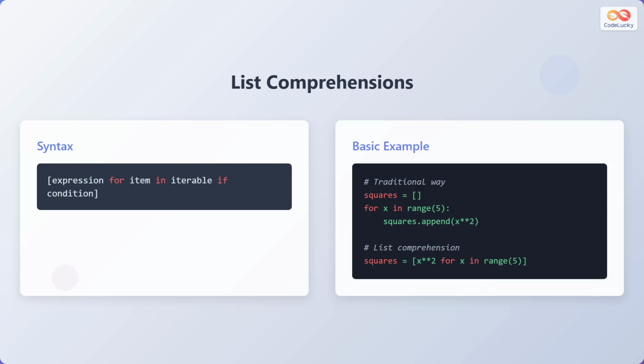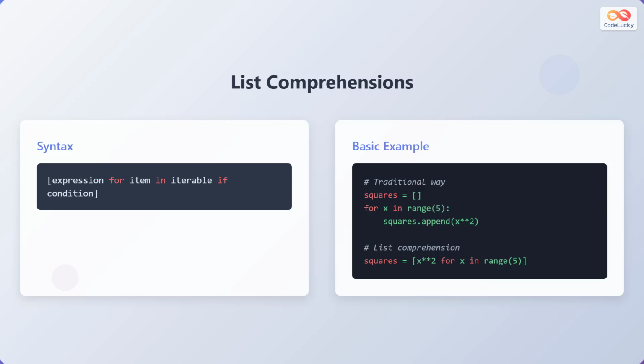List comprehensions are one of Python's most elegant features that allow you to create new lists in a concise and readable way. The basic syntax follows this pattern: expression for item in iterable if condition. Instead of writing multiple lines with a for loop and append statements, you can accomplish the same task in a single line. For example, to create a list of squares from 0 to 4, the traditional approach would require initializing an empty list, then using a for loop to append each squared value.